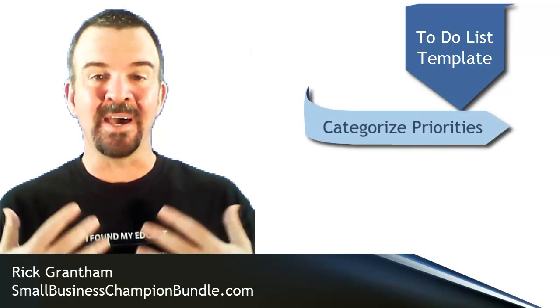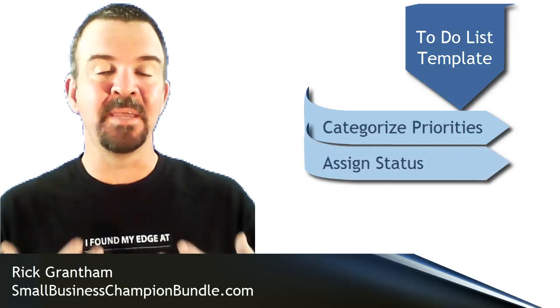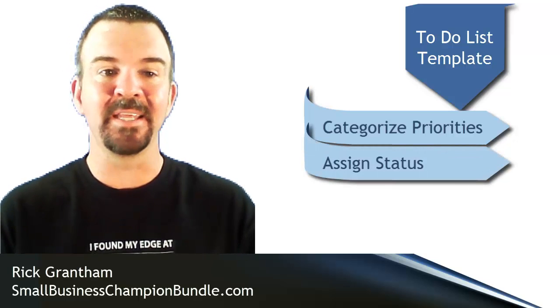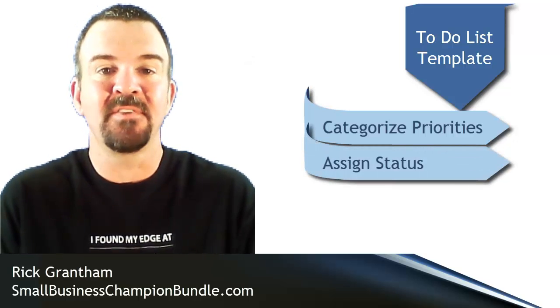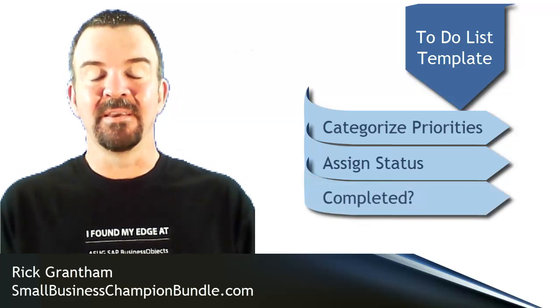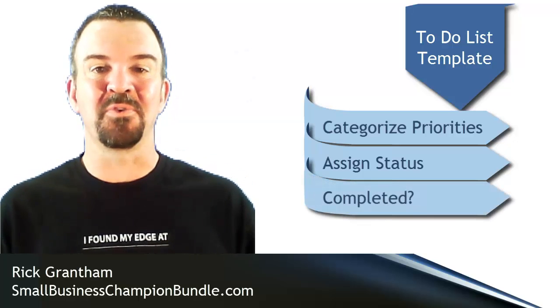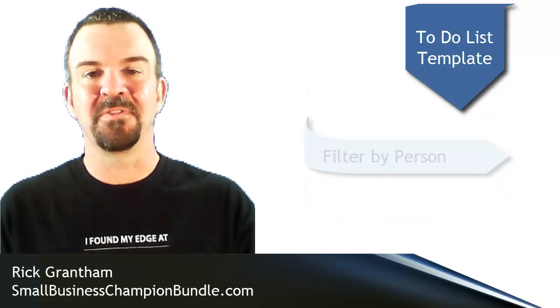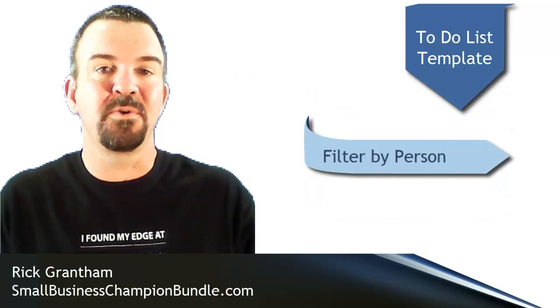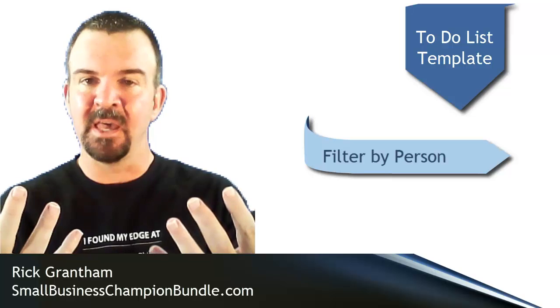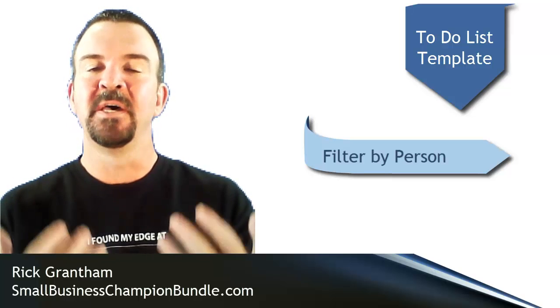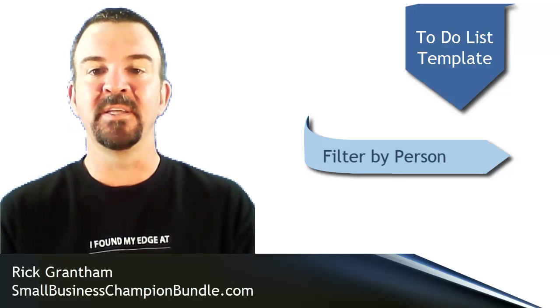You need to be able to assign status on whether something is in progress or whether it's been completed, a completed date, and who it's been assigned to. And ideally, you would even like to be able to filter on things that are assigned to you or things that are assigned to someone who works for you or works in your organization. Be able to see all the things that are assigned to them and what the progress rating is on those.